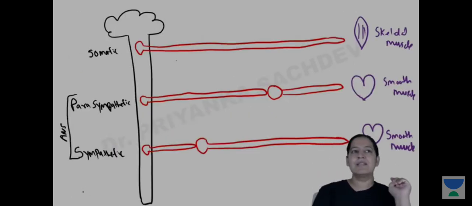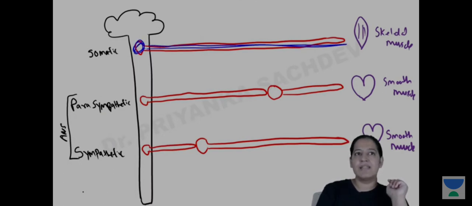You can see in the somatic only one nerve is there. The nerve is the axon of a neuron. You can see the cell body is in the CNS. This is the cell body and this is the axon.